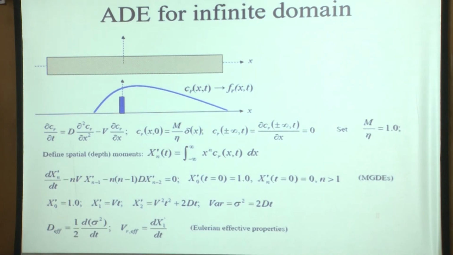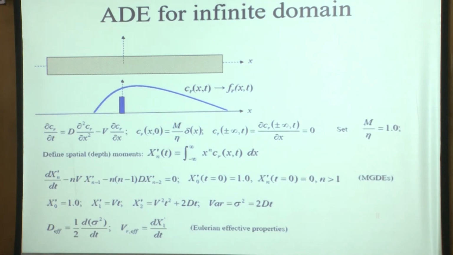And now I'll define spatial moments. My definition for spatial moments, again I've used x n, but I've added a prime to indicate that my integration is going from minus to plus infinity instead of 0 to infinity. 0 to infinity, we had called that depth moment. They're also spatial moments, but I want to distinguish them from the conventional spatial moments, which go from minus to plus infinity. This is my definition.